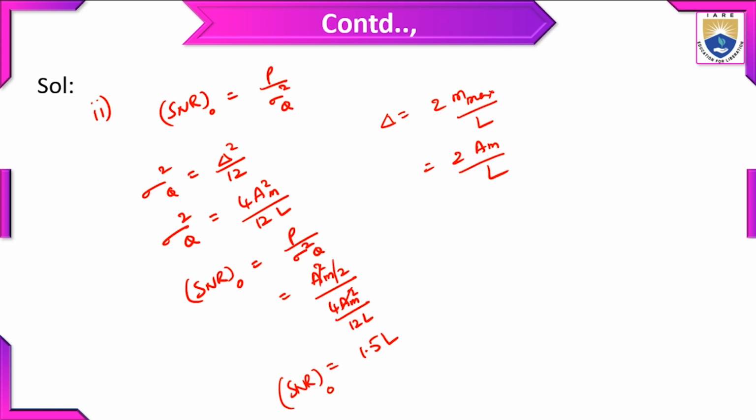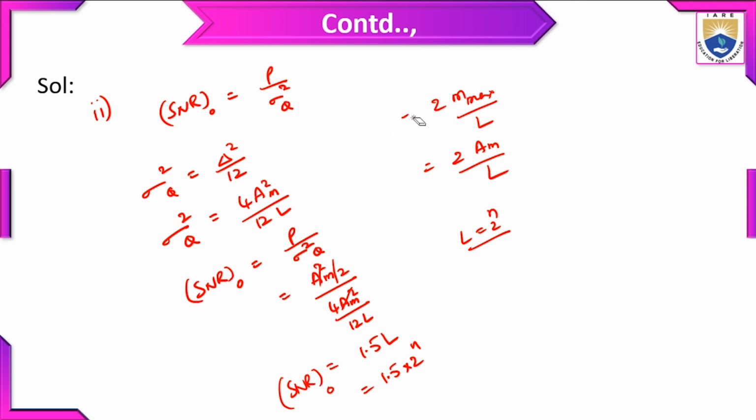What is L here? L is the representation levels or quantization levels. So here you can substitute L equal to 2 power n. So 1.5 into 2 power n. N defines the number of bits. Okay. So here we can express this SNR in dBs. So we can apply 10 log base 10 for this 1.5 L. Okay. So now the SNR is in dBs.